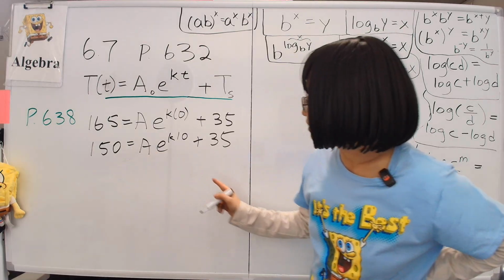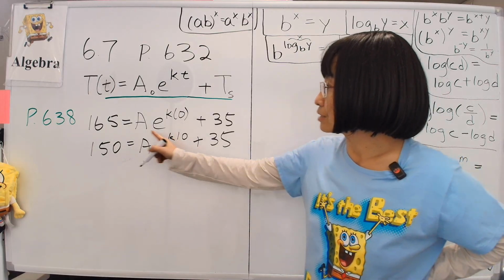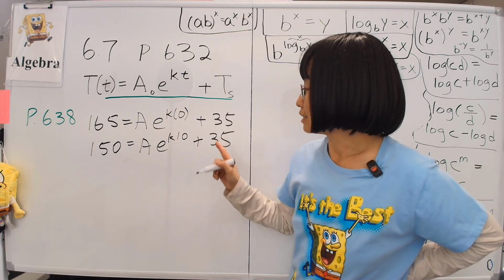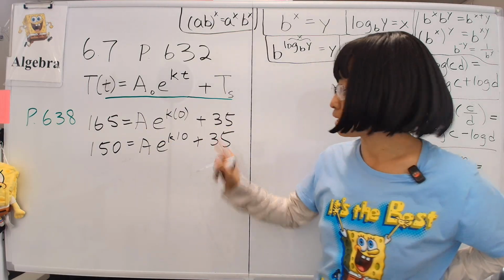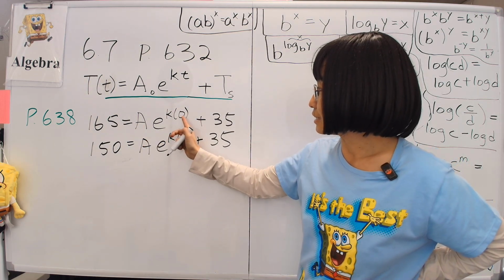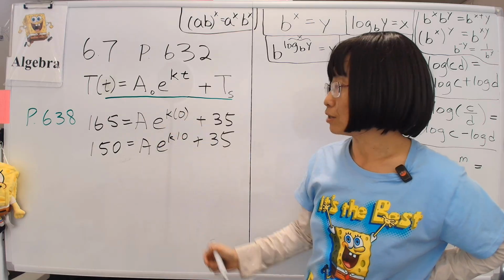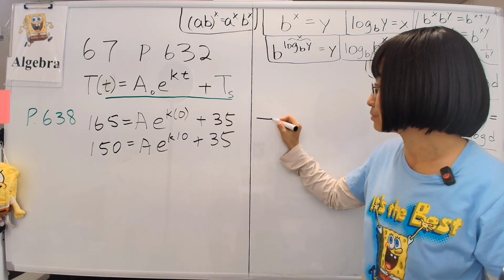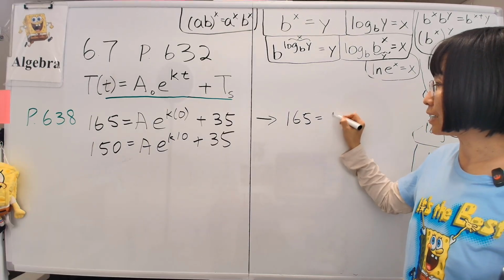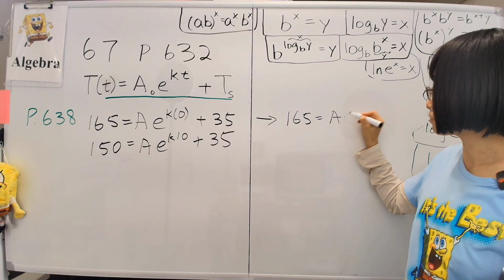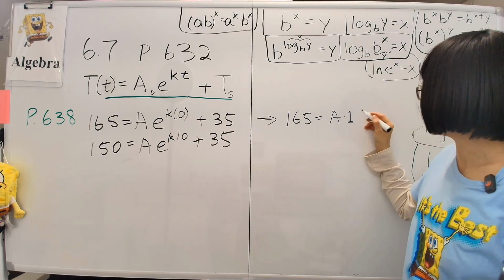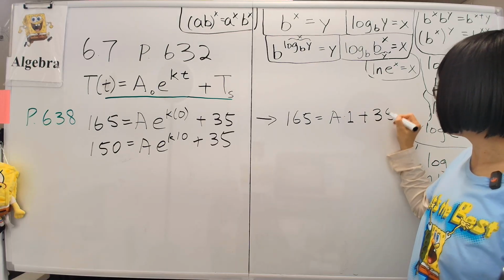Now, in any case, we have 2 equations. We're going to solve for A from the first equation, and once we know what A is, then we'll be able to solve for k. So we have 2 variables that we need to dig out. The first equation is actually easier than it looks, because there's a 0 on top. e to the 0 is 1. It becomes 165 equal to A times 1, since anything to the 0 is 1. So then we have only this thing left.